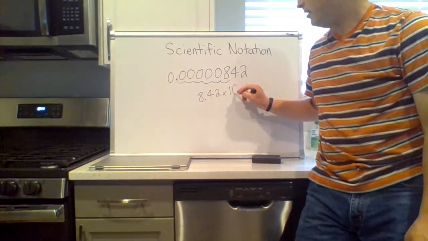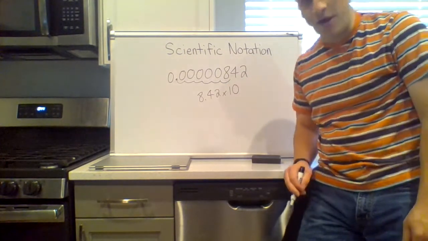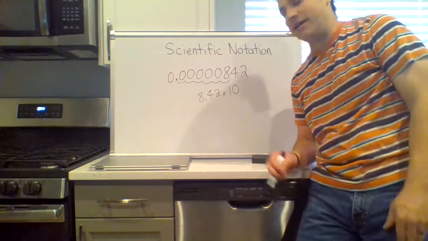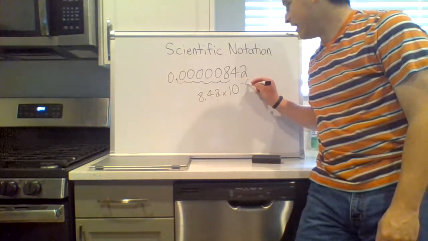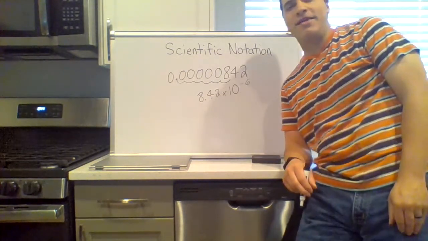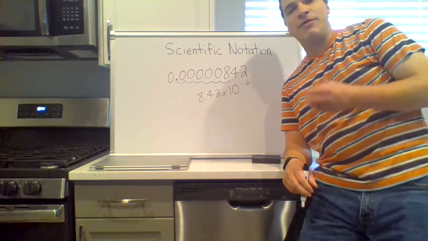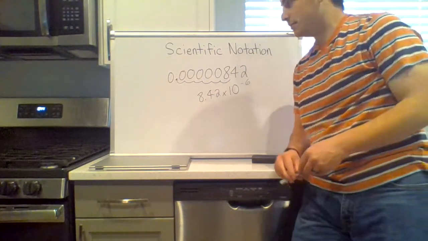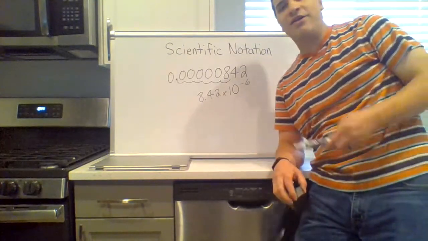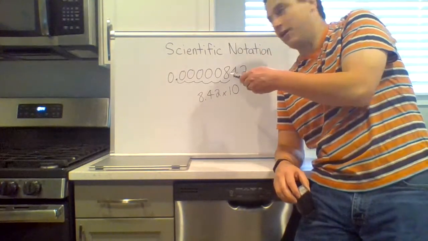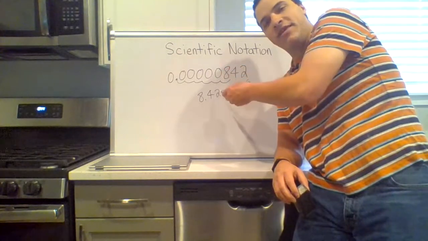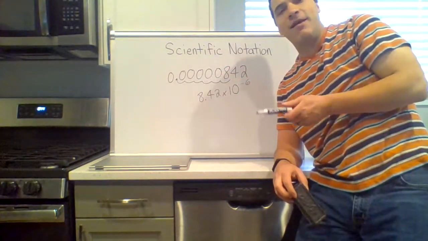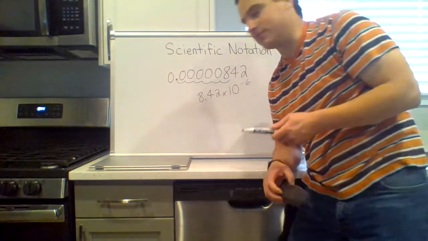times 10, but to represent it's a small decimal versus a big giant number, we're going to write -6 instead of +6. The negative represents a small number, the positive represents a big number. Okay, now that's how you go from standard notation, the way you normally write numbers, to scientific. Let's do an example or two where you go the other direction.